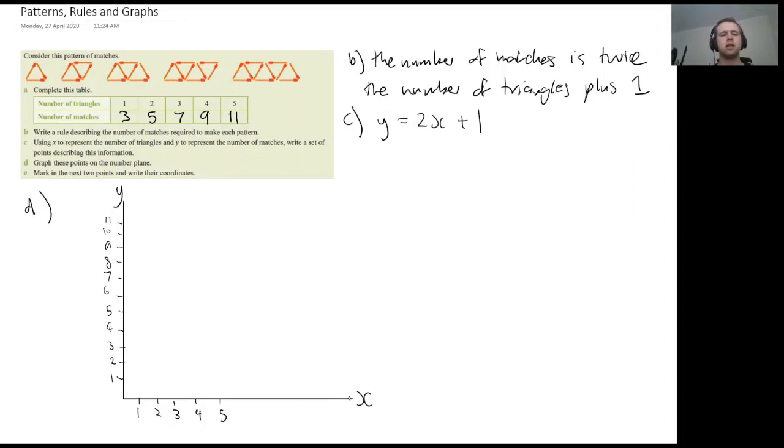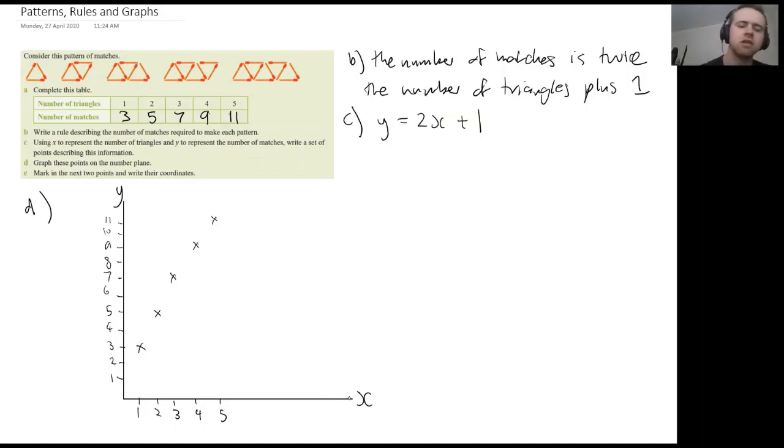Okay, so let's just start with this, and we're going to plot these points that we have in our table onto our graph, kind of like we did yesterday, except instead of writing letters and the coordinates, we're just going to put little x's to show that point on the graph. So number of triangles is 1, and then the number of matches is 3. So there's our first point. Number of triangles is 2, number of matches is 5. Number of triangles is 3, 7, 4, 9, 5, 11. And you can see here, we're starting to get a straight line.